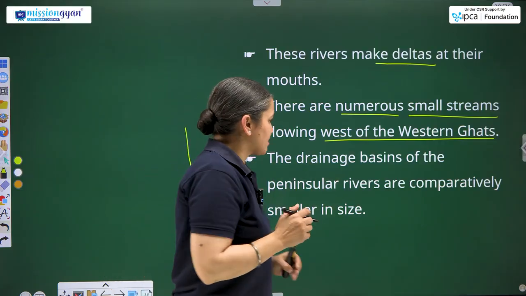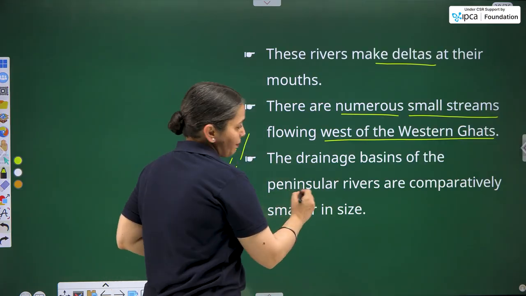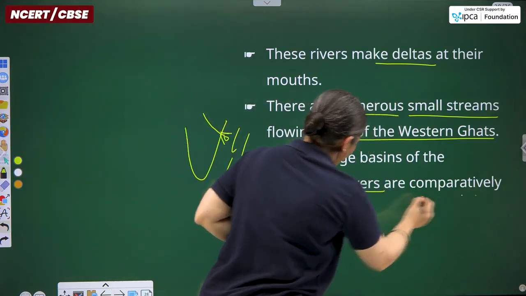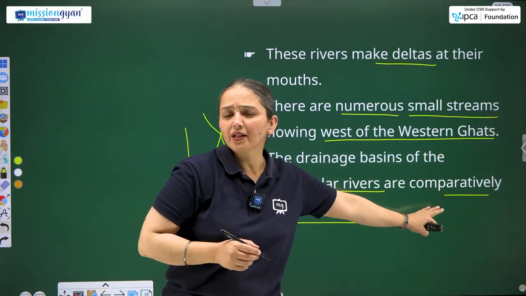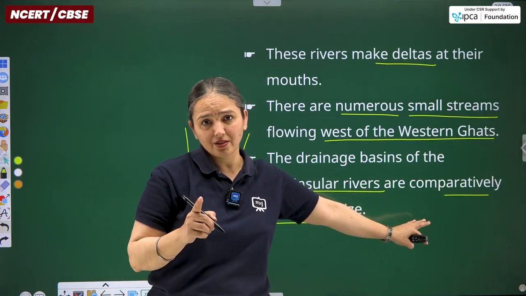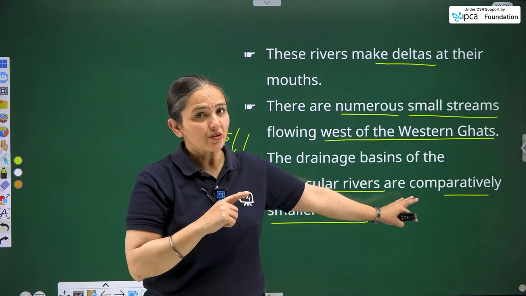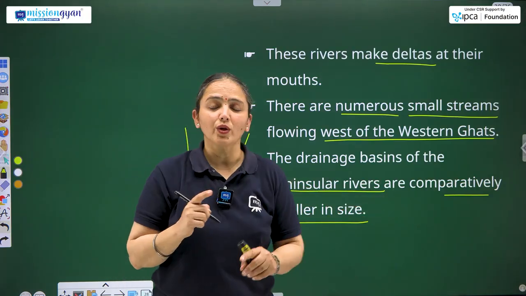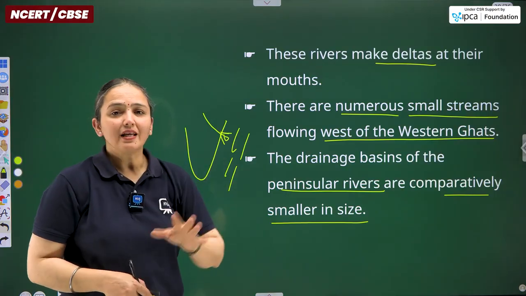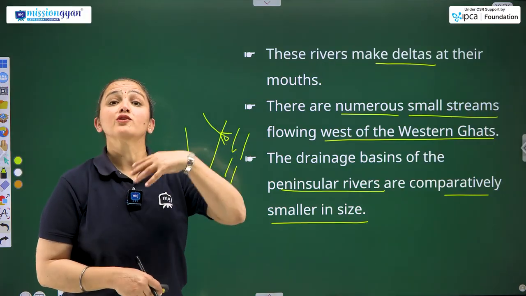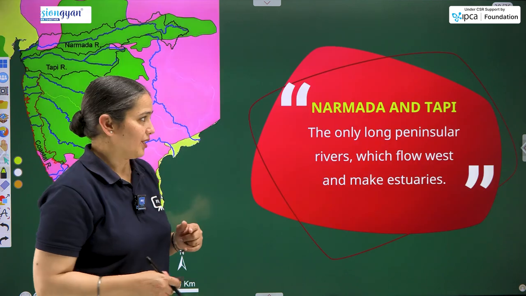So the drainage basins of the peninsular rivers are comparatively smaller in size. Now, with whom are we comparing the size of the drainage system? We are talking about the peninsular drainage system now. So we are comparing it with the Himalayan drainage system, which completely covers the part of South India.